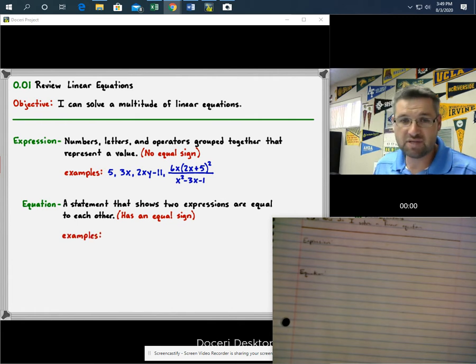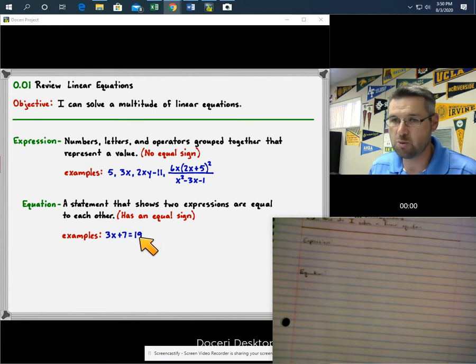So examples of this might be 3x plus 7 equals 19. What are we doing? We're making one expression equal to another expression. So whatever value we have over here is the same as whatever value we have over here. And ultimately, when we go to solve, the idea is to figure out what x value would be plugged in here so that this left-hand side is the same as the right-hand side.